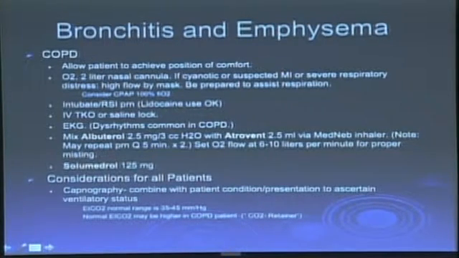Albuterol, 2.5 milligrams in 3 cc's with Atrovent via med-neb inhaler. Whether they're wheezing or not, it still works for emphysema and COPD. It improves bronchial dilatation and improves airflow. You can repeat that. Solu-Medrol 125, there's always an inflammatory component.